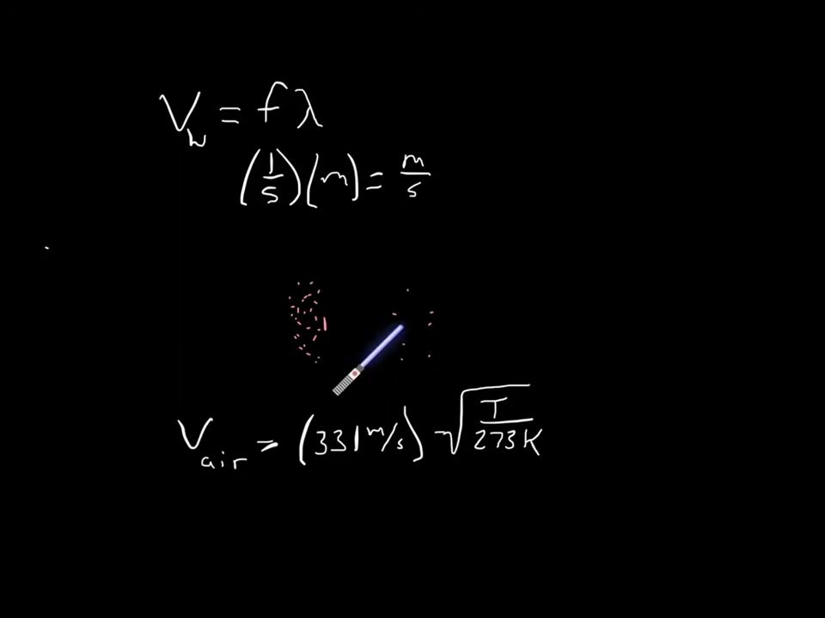Temperature matters because temperature is going to affect how densely packed these particles are, right? Cold air is going to look more like this, hot air more like this, and so that's going to affect how fast it actually travels through the air. So this equation will be useful when we have temperatures that aren't what we would consider a standard temperature.